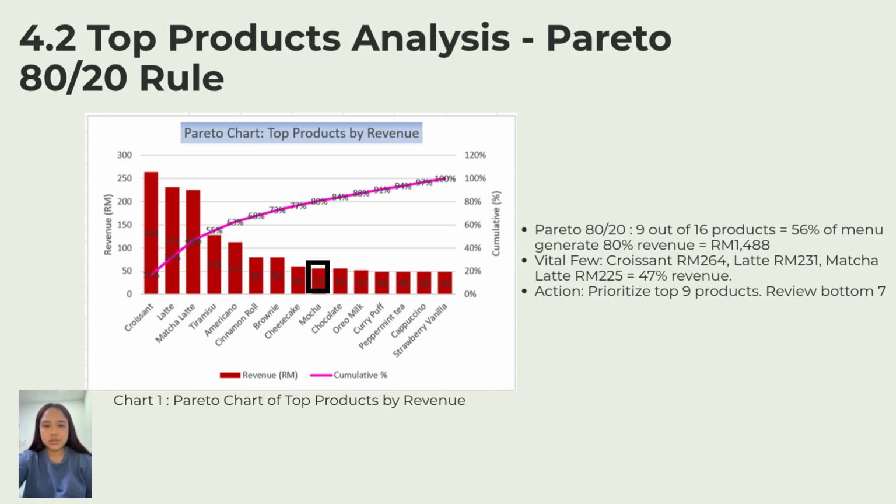This visually shows that revenue is highly concentrated on the left side, while the bottom 7 products on the right only contribute 20% of revenue. Therefore, we recommend management to focus inventory, staff training, and marketing budget on these top 9 products. Meanwhile, the bottom 7 products should be reviewed to improve or discontinue.